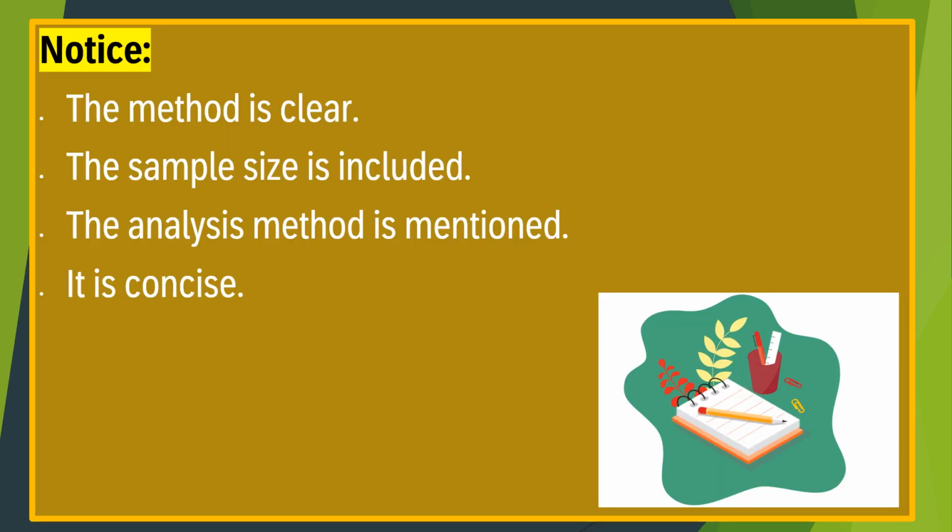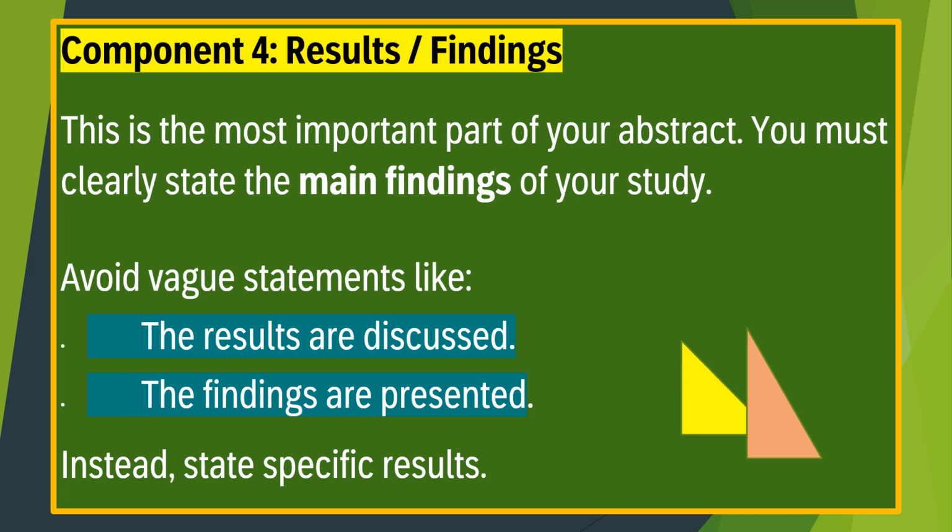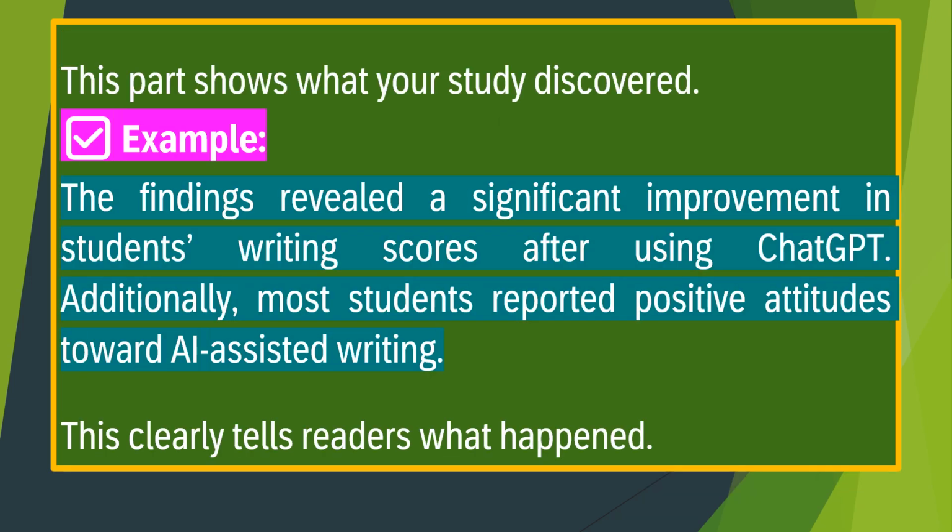Notice. The method is clear. The sample size is included. The analysis method is mentioned. It is concise. Component 4, Results/Findings. This is the most important part of your abstract. You must clearly state the main findings of your study. Avoid vague statements like, "The results are discussed." "The findings are presented." Instead, state specific results. This part shows what your study discovered.